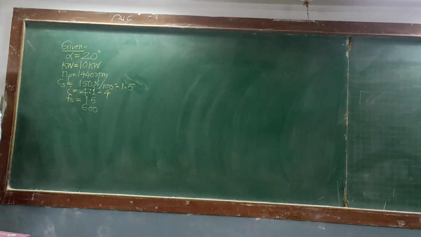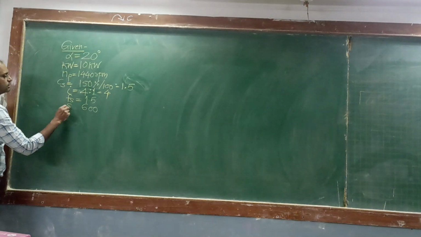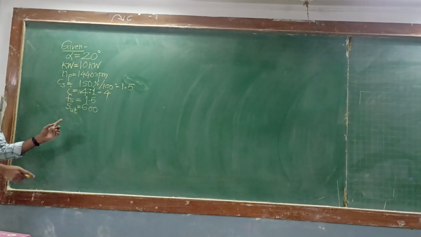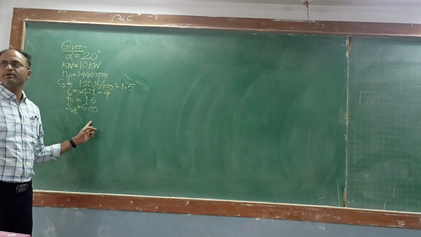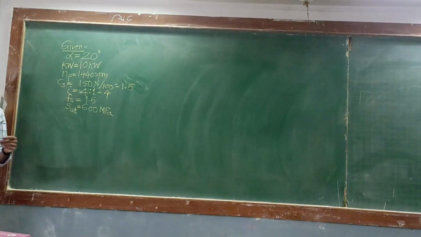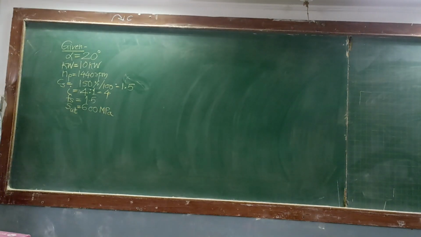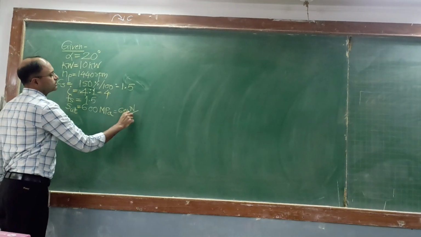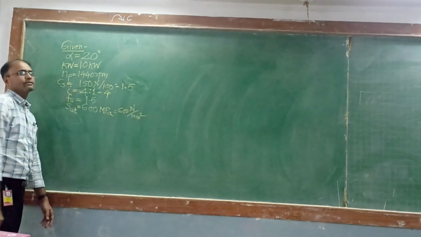Pinion and gear are made of plain carbon steel, for which SUT, ultimate tensile strength, is 600 MPa. The statement is 600 megapascal. Megapascal means 600 Newton per mm square.